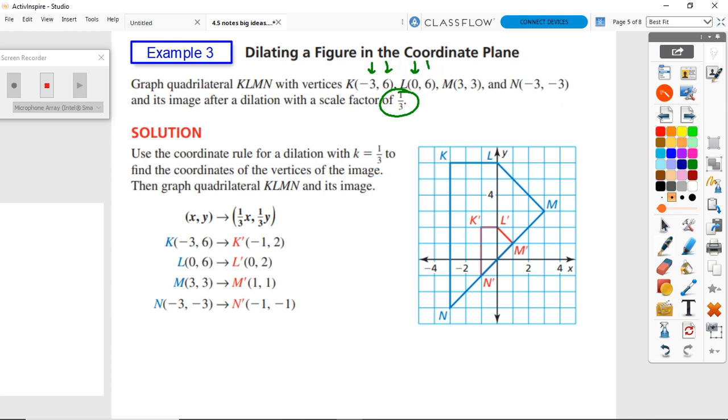by 3. I'll do the same thing on a quiz. If I'm going to make it 1/3, I'll make sure all your numbers are divisible by 3 so we don't have to mess with any fractions. So negative 3, 6 turns into negative 1, 2. 0, 6 turns into 0, 2. 3, 3 turns into 1, 1. Negative 3, negative 3 turns into negative 1, negative 1.